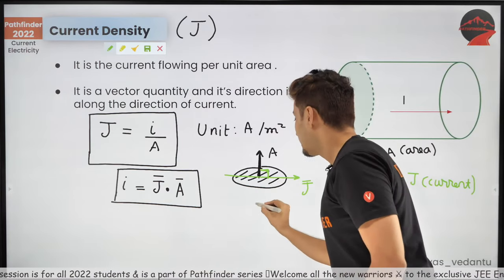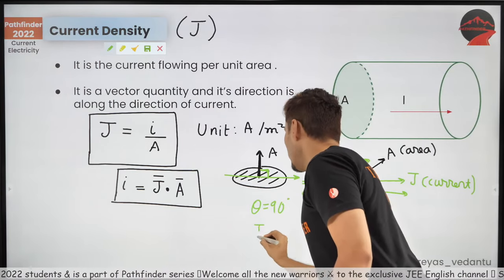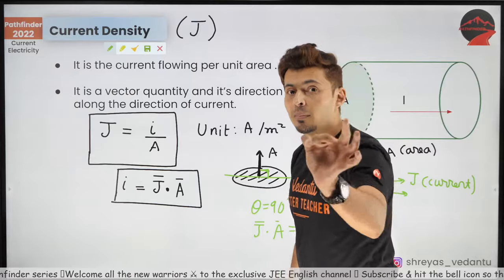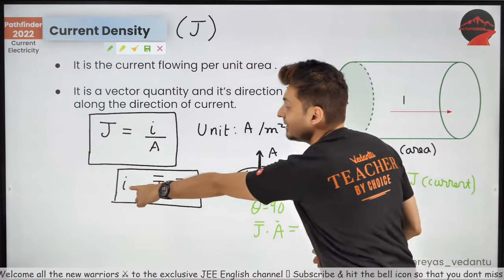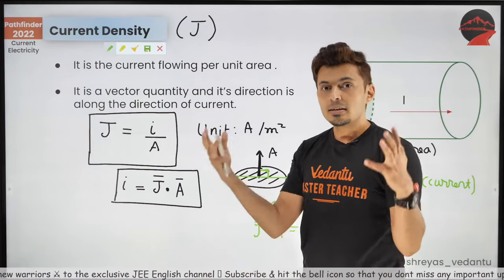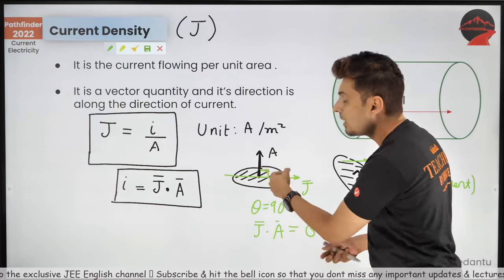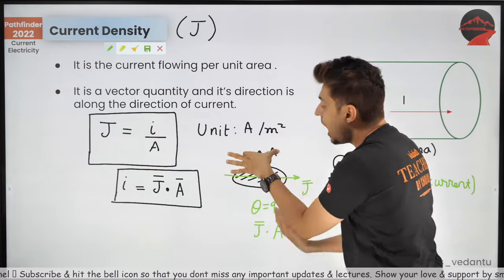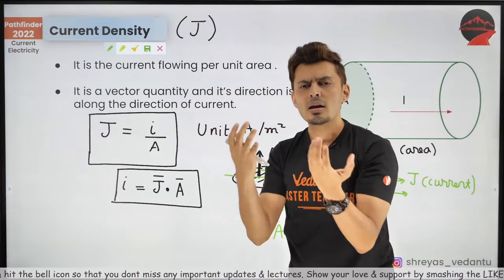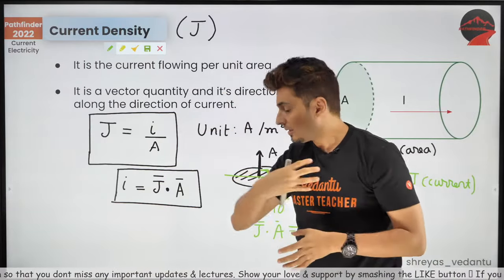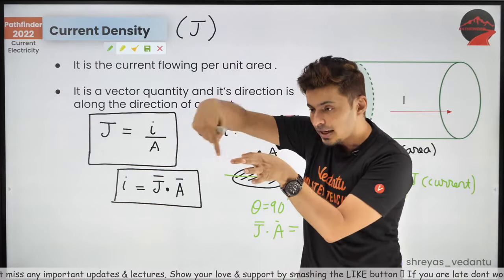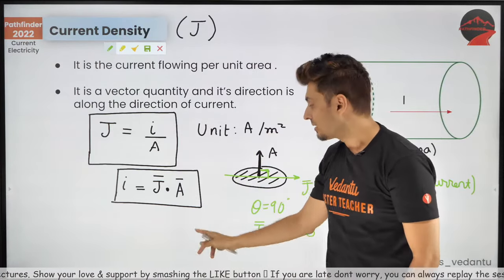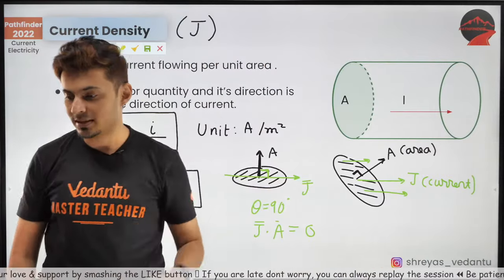The angle is 90 degrees. So what will be J vector dot area vector? It will be zero. The moment it is zero, it means the current is zero. And it is true that the current is zero through this area. Because if current is flowing horizontally and the area is like that, how much current is flowing through the cross section? Nothing. Zero. The current density vector is here, the area of cross section is like that. How much current is flowing in the direction of area? Nothing at all. That's what this equation is telling me. I hope now it is clear.